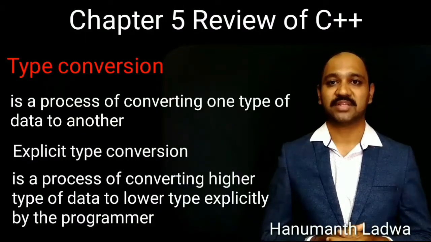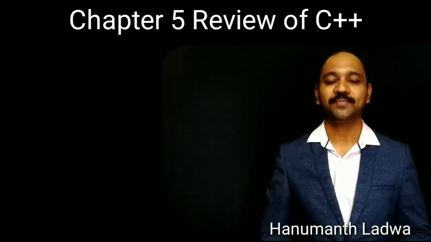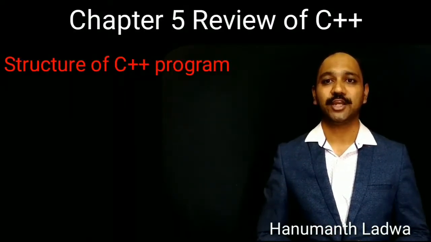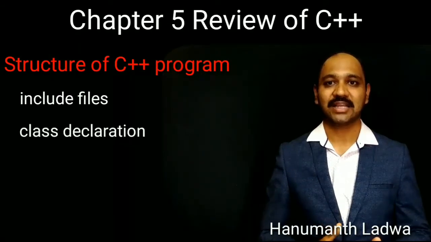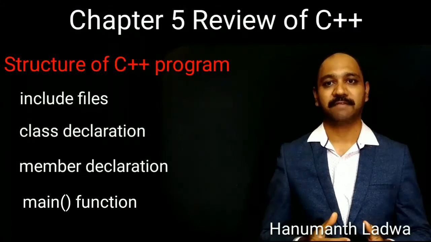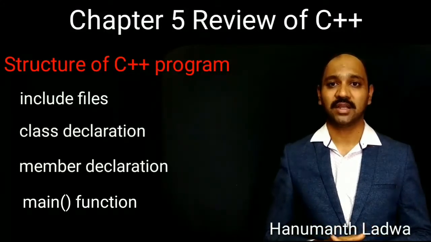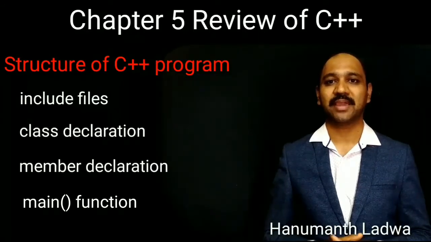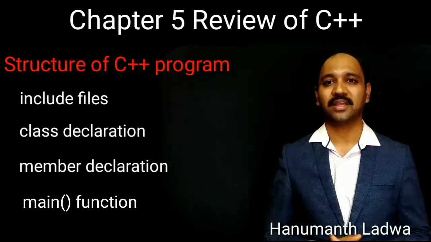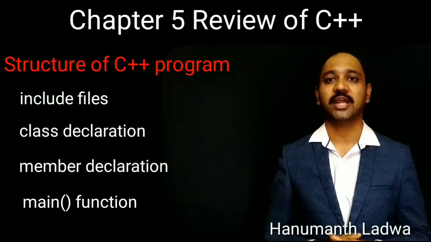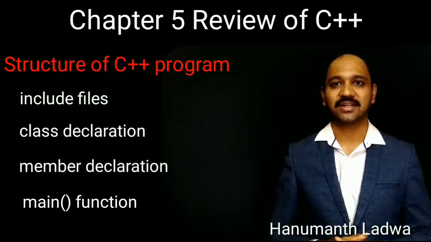that can be enclosed within the round braces. Now we'll move on to the structure of a C++ program, consisting of first include files, class declaration, member declaration and the main function. Here include files are nothing but preprocessor directives, so they begin with the hash symbol. Those are to be included in order to make use of the inbuilt functions present in those particular header files.